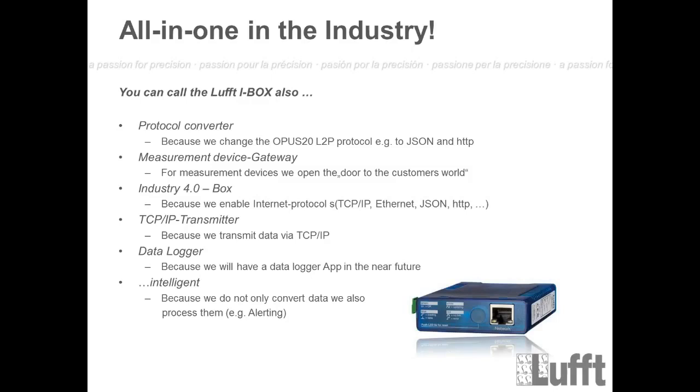So I have now made here a little small table where we try to explain what the I-BOX can do. That means you can call the Lufft I-BOX also a protocol converter, because we change the Opus 20 protocol, for example, to JSON and HTTP. So that's the reason why you can call the box also protocol converter. You can change from one protocol to another, depending on the app, of course, which you have installed. Then we can also call it measurement device or gateway.